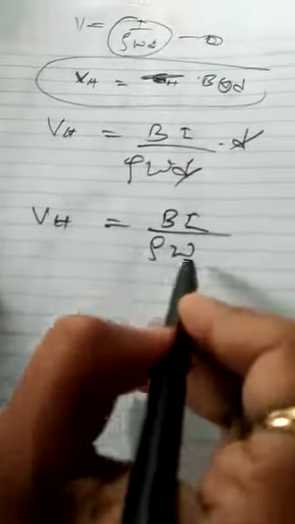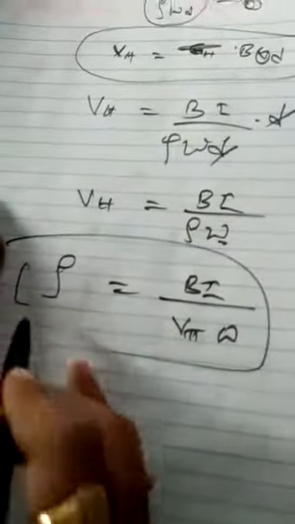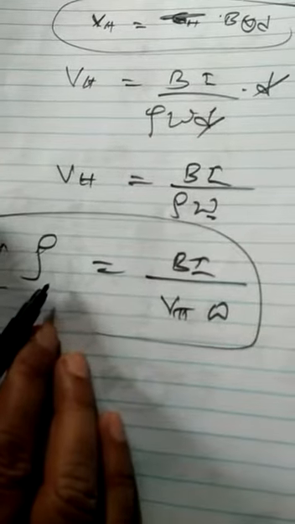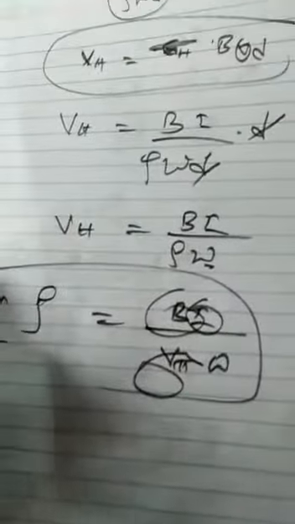Now take the charge density as ne. Then what remains is V_H equals BI by neW. This is the equation to determine V_H, the current I, or the magnetic field. So this is the Hall effect.